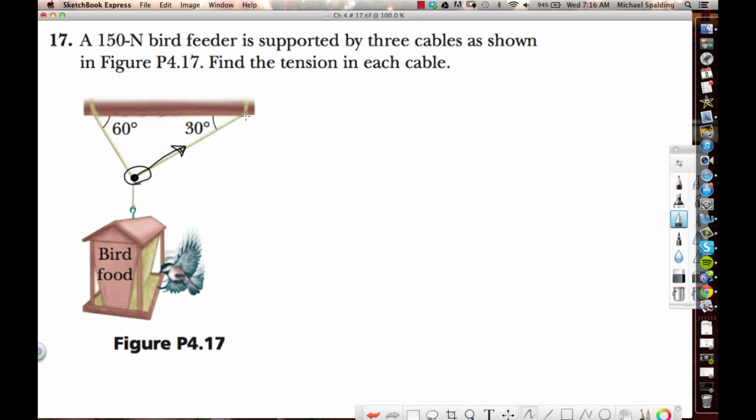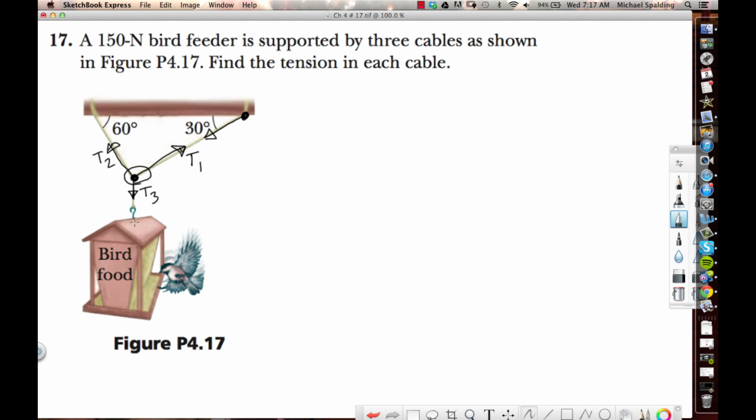Now what if you're focusing on this point up here? Which way would the tension be pulling? Back like that. This is Newton's third law. Every force has an equal and opposite force. Okay? So let's call this T1. All right, we'll call this T2. And then pulling down will be T3.